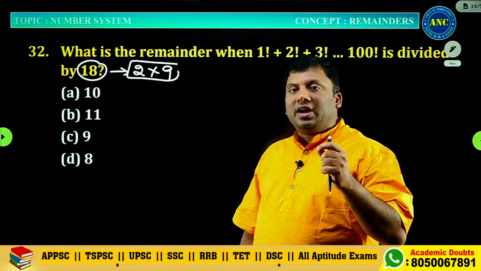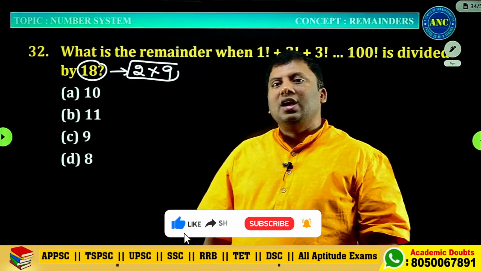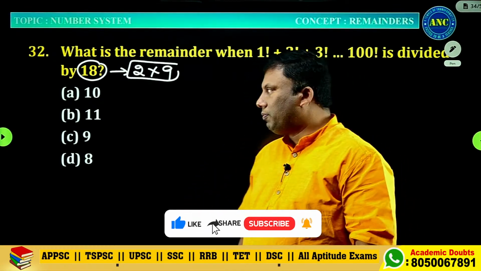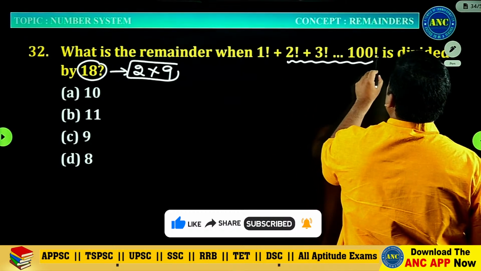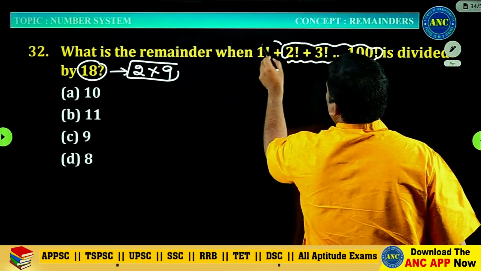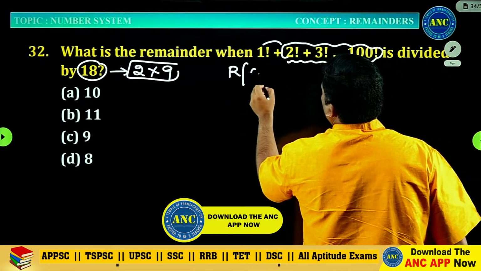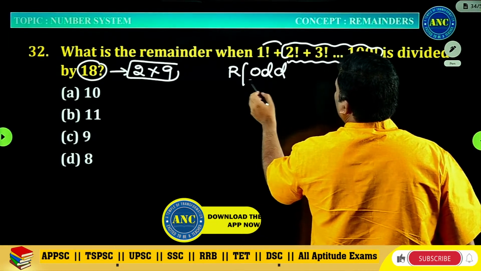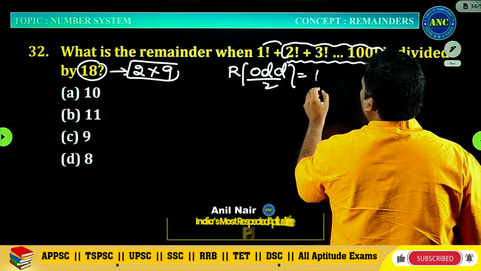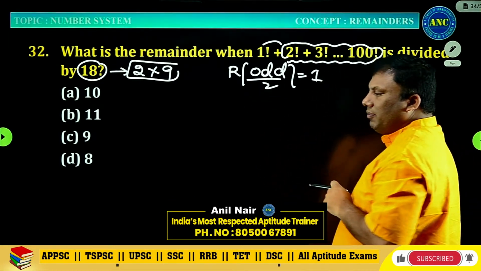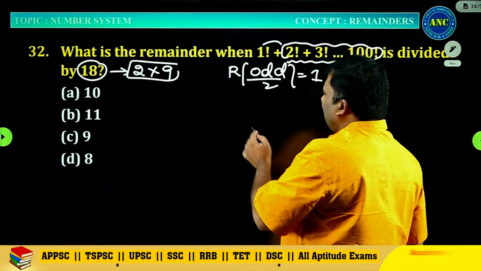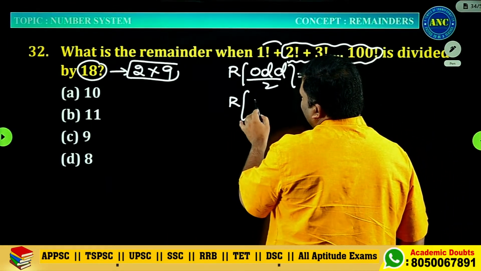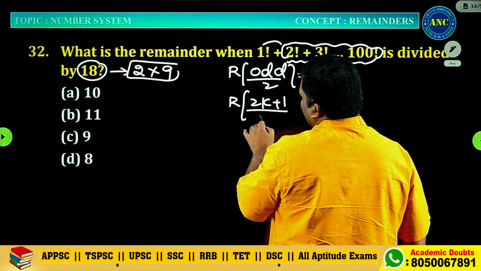If the denominator is a composite number, write it as a product of coprimes. Because you listened to the classes, these are all even numbers. Even plus 1 is an odd number. Odd number divided by 2, what will be the answer? 1. 7 divided by 2, remainder is 1. Are you all with me? Why? Because an odd number will be of the format 2k plus 1, divided by 2.